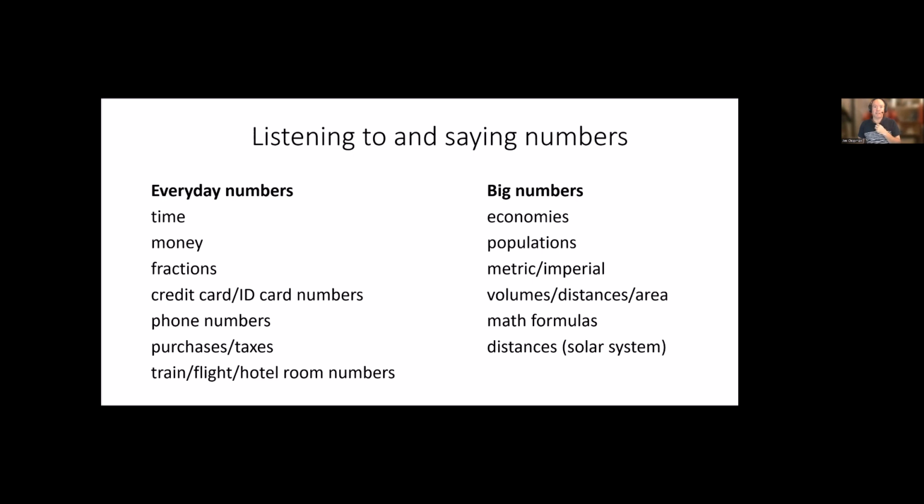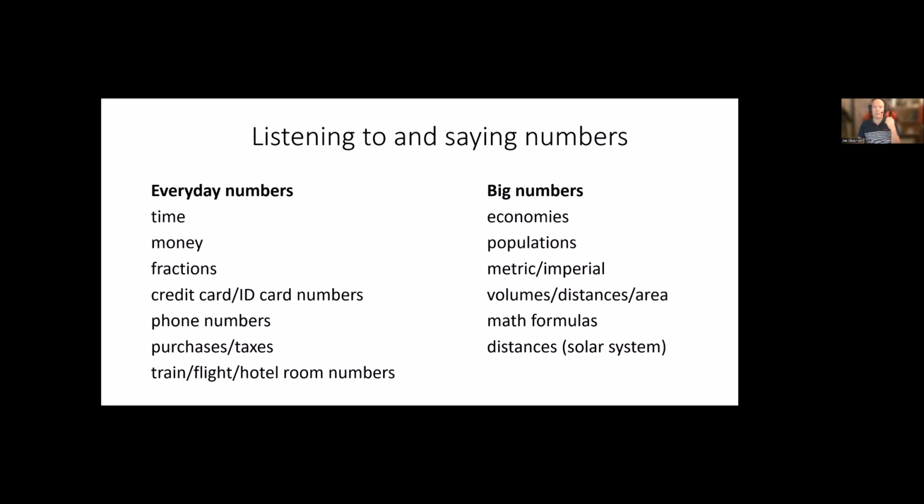And then on the right-hand side, dealing with really big numbers. Economies around the world: how many billions and trillions of dollars are in the economy? Populations, the number of people around the world: there are about 7 billion people in the world. And changing metric to imperial. In Canada, we kind of have both. In America, they tend to have imperial, gallons and miles. In Canada, we have kilometers and liters, and making that change can be tricky.